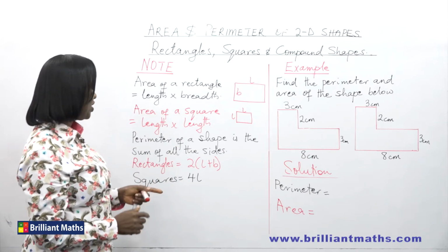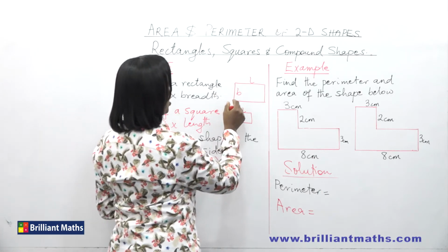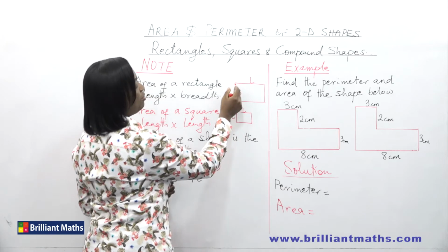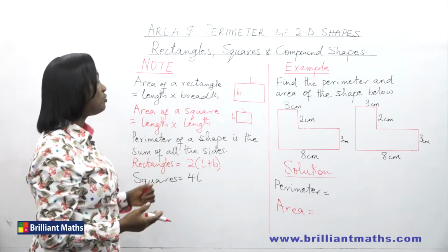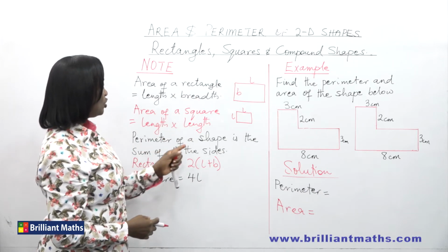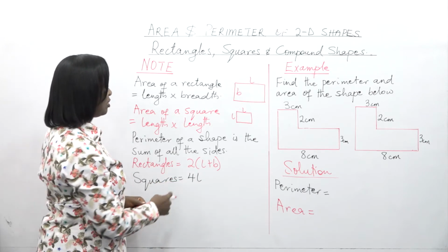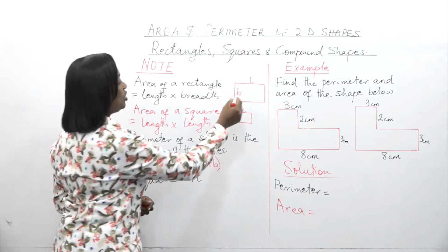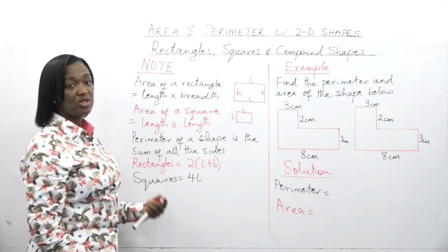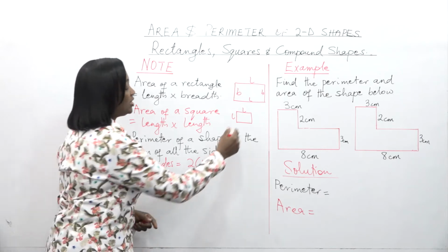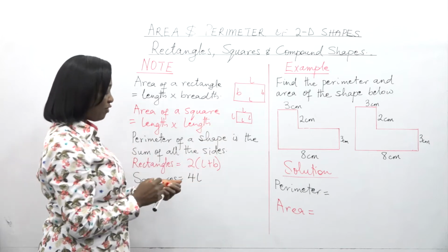The perimeter of a shape is the sum of all the sides, the distance around the shape. Let's say for this rectangle, the perimeter will be the breadth plus the length plus the breadth plus the length again. The formula is 2 into L plus B, where L and B are length and breadth. So length plus breadth times 2, because there are 2 lengths and 2 breadth. Then for a square, the perimeter of a square is 4L, because the 4 sides are equal. So you simply multiply the length by 4.